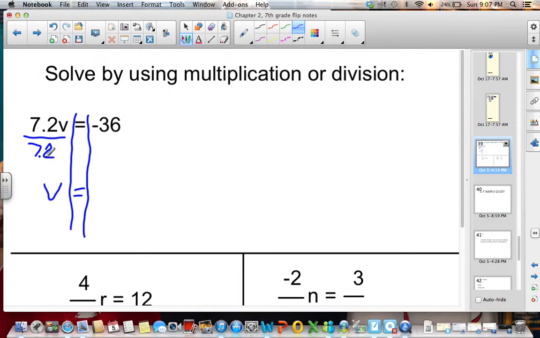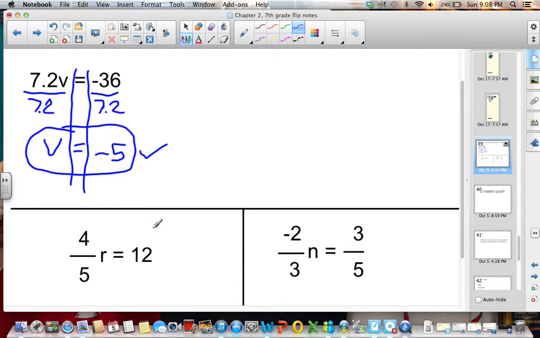7.2 divided by 7.2 is 1, so that would just leave us with v. But then I have to do it on the other side over here. So negative 36 divided by 7.2, we have a negative and a positive, so I know it's going to be negative, and that equals negative 5. That's my final answer. I go in and check 7.2 times negative 5 and I get negative 36.